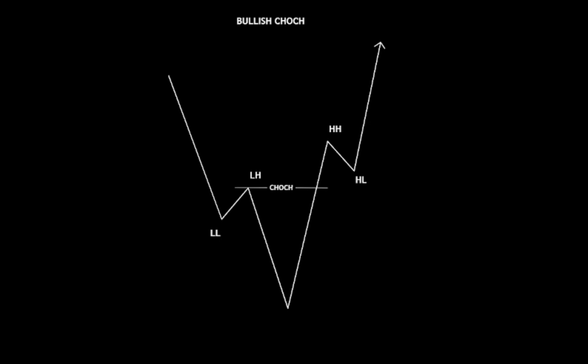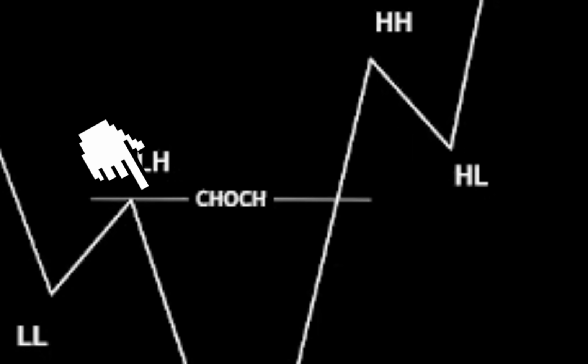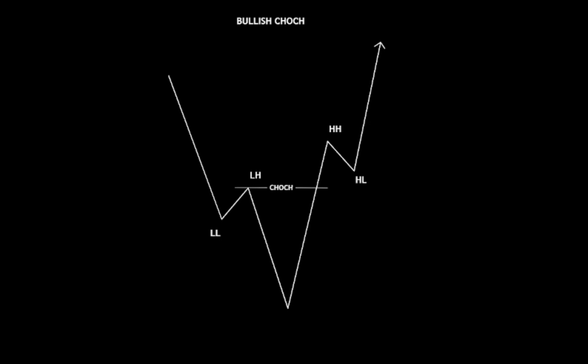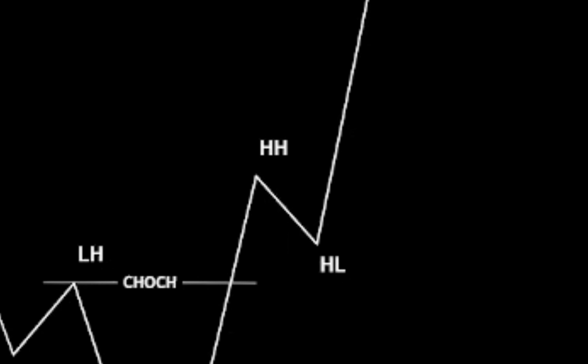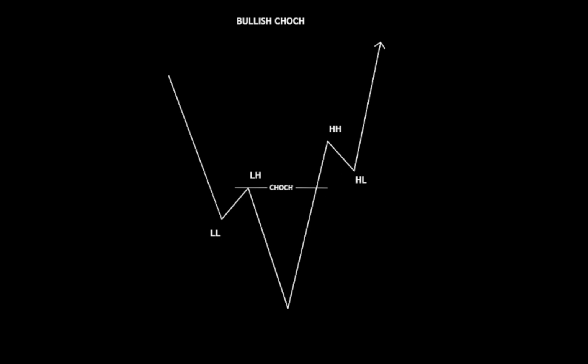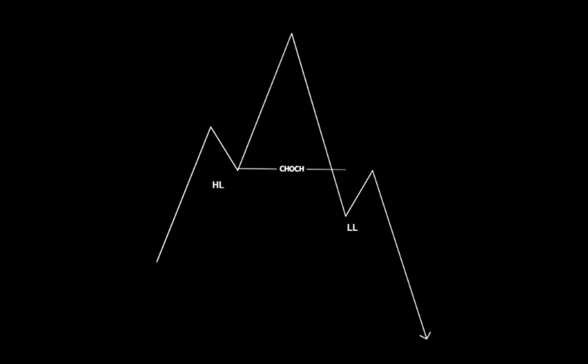In this scenario, the price breaks the previous lower high, which was created in a downtrend, and forms a new higher high, which is created in an uptrend. That means the market has converted from bearish to bullish. And this is for the bearish change of character: the price breaks the previous higher low and forms a new lower low, which has been created in a downtrend. That means the market changed from bullish to bearish.